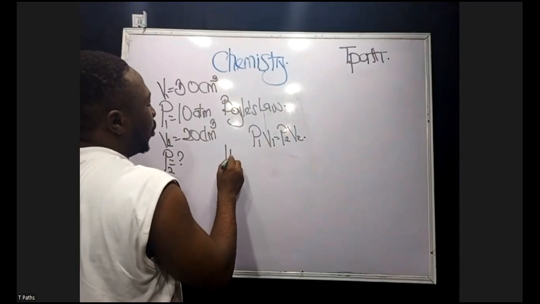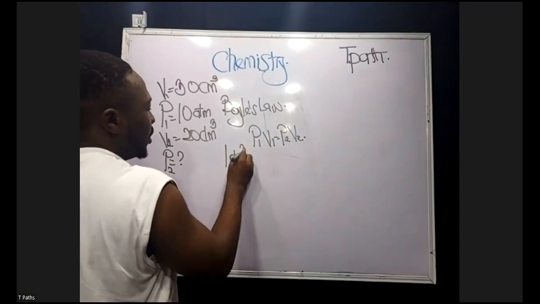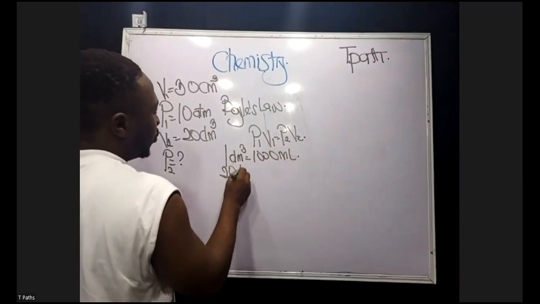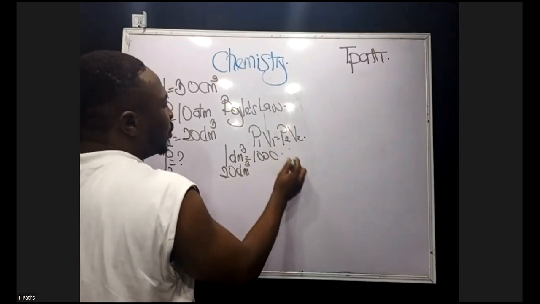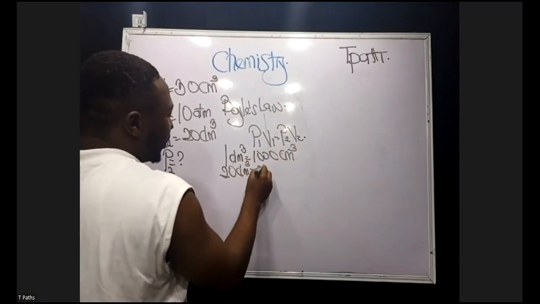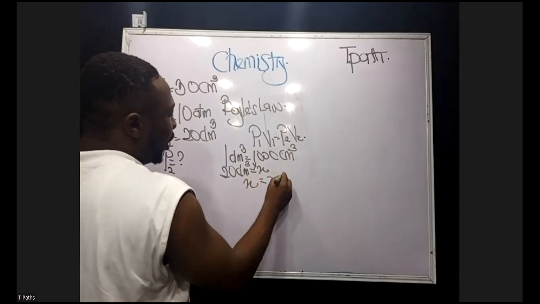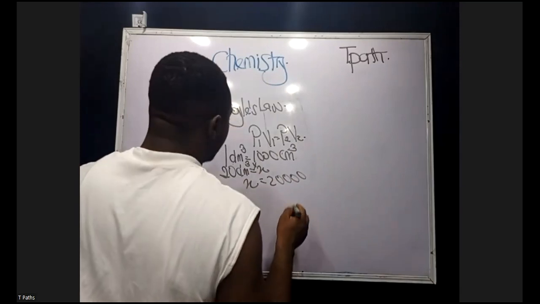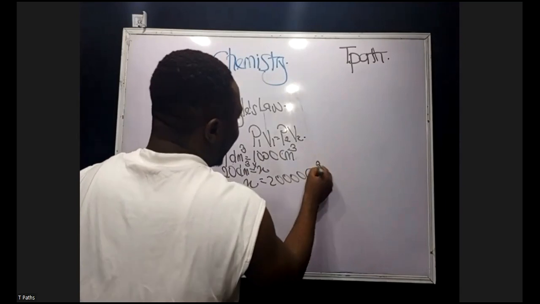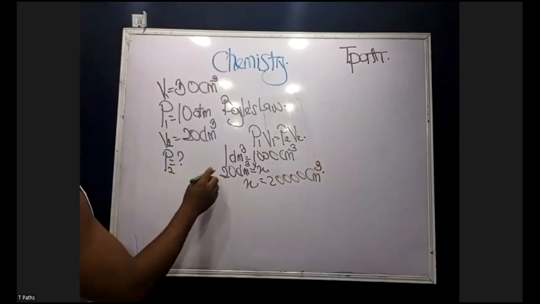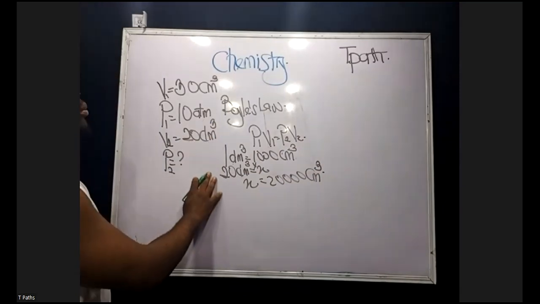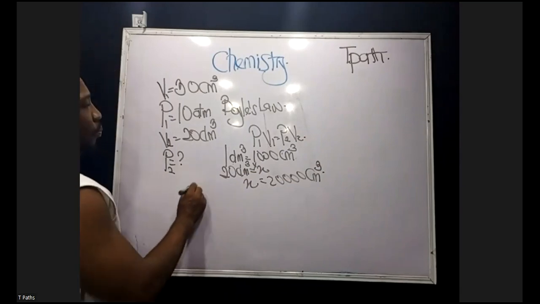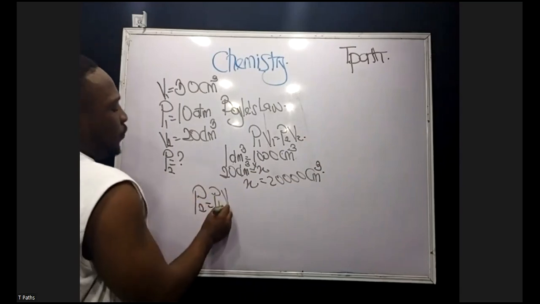We need to recall that 1 liter or 1 dm cube is equal to 1,000 ml. So 20 dm cube will be equal to X cm cube, so X is equal to 20,000 cm cube. That is it. So we convert 20 dm cube to cm cube. You can also put this in terms of dm cube too. But if we are doing P2, it will be equal to P1 V1 over V2.